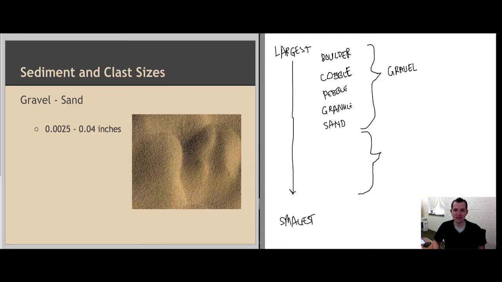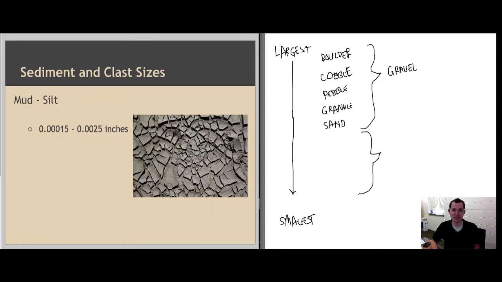There are more sizes, smaller classifications than this that we could use, but we're going to just focus mostly on these two. The first one is silt. And again, we're getting very small at this point. You can see we're talking from 0.0025 inches all the way down to 0.0015. And that's difficult even for us to start to describe things that are similar to that.